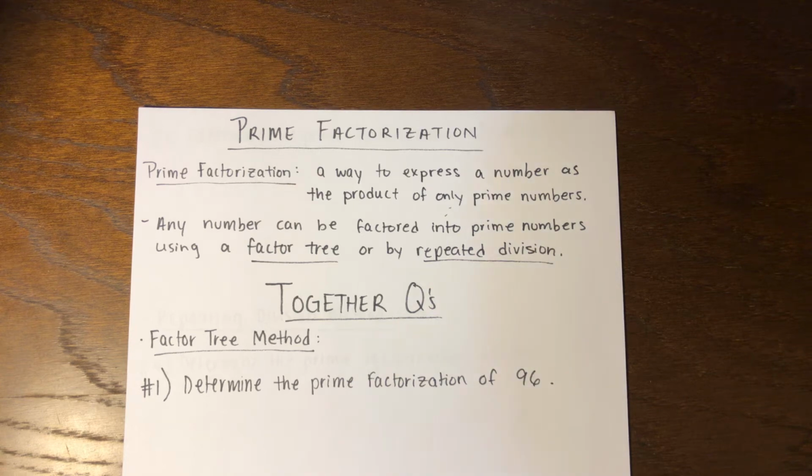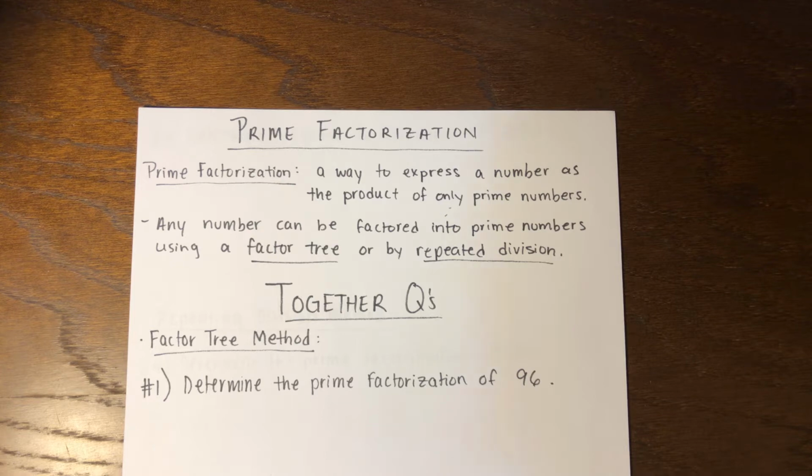Hi guys, we're going to be talking about prime factorization today. So what is prime factorization? It's a way to express a number as the product of only prime numbers. Remember that a prime number is a number that can only be multiplied by 1 and itself. So that's the only factors.